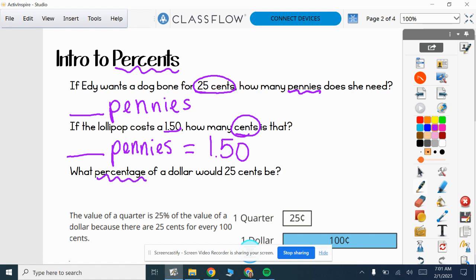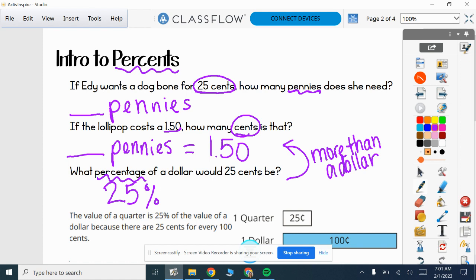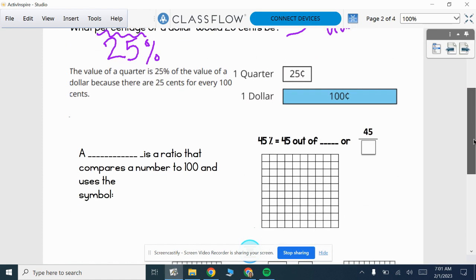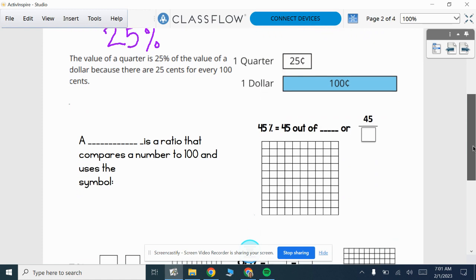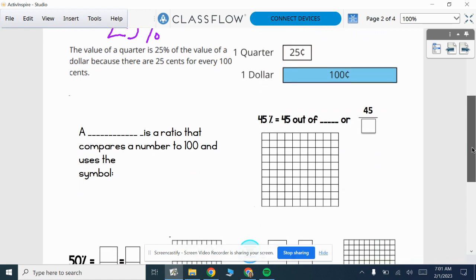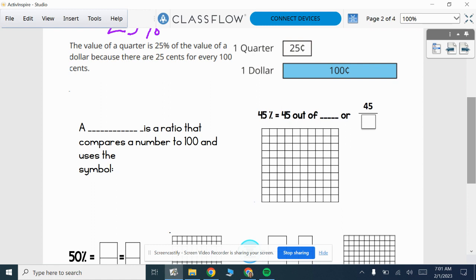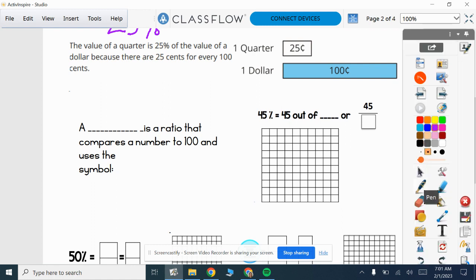And so what percentage of a dollar would 25 cents be? Well, that would be 25%. Okay, this is more than a dollar. So how much would that percentage be? A value of a quarter is 25% of the value of a dollar because there are 25 cents for every $100. And that's all we're talking about with percents, okay?